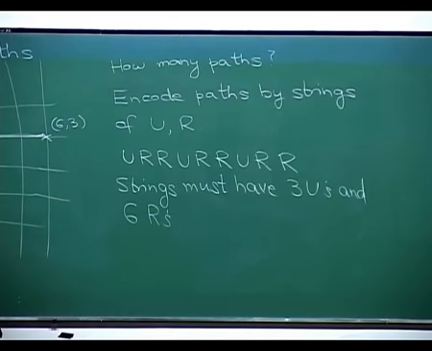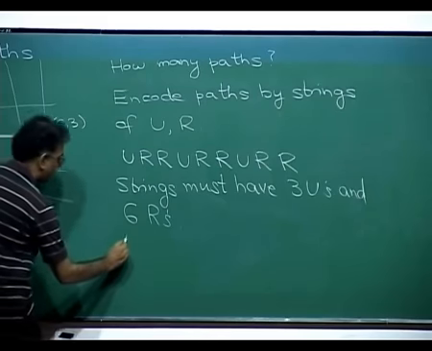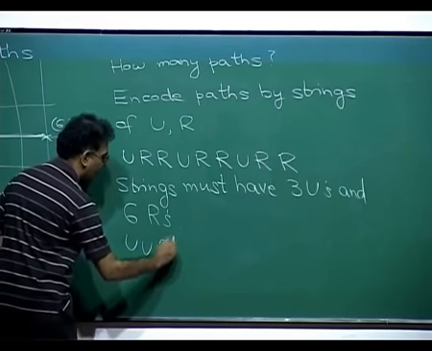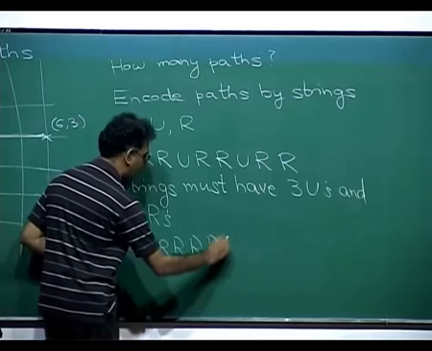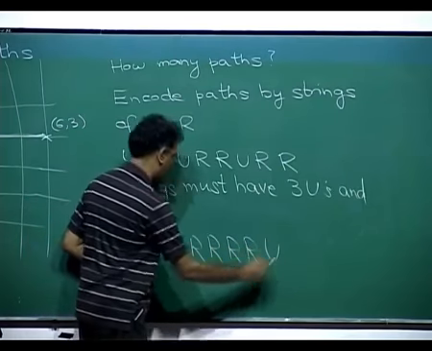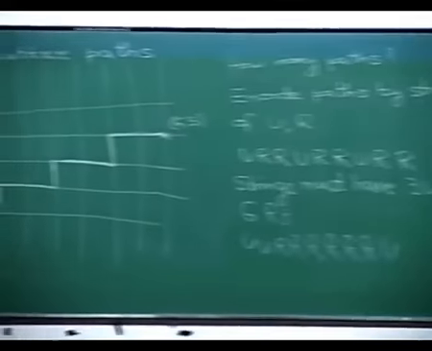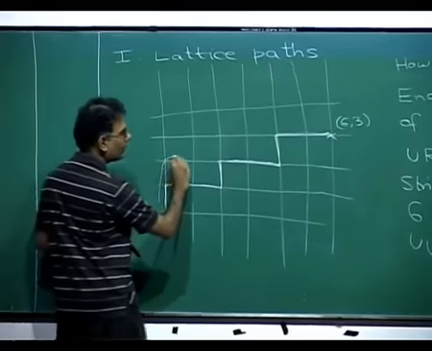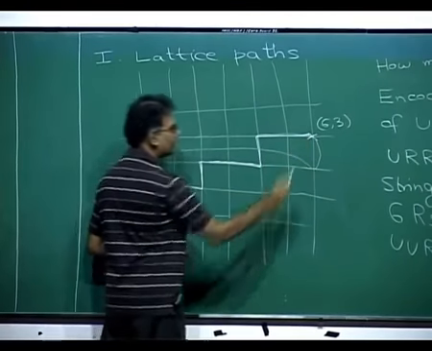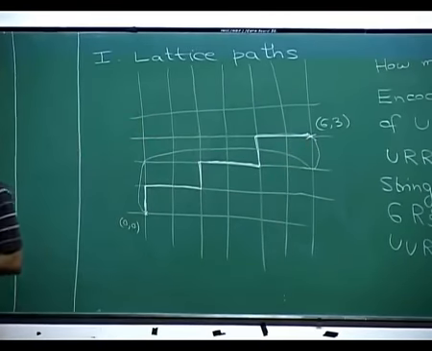But there is no other restriction. If you take any string which has 3 U's and 6 R's, it will give you a path. So for example, if I take something like UU, RR, U, right? That has 3 U's and 6 R's. So it will give a path. Go twice up and then go completely here and then go there. It will give you a path.